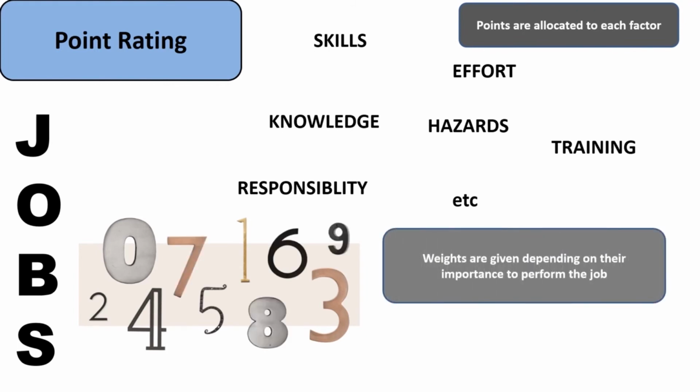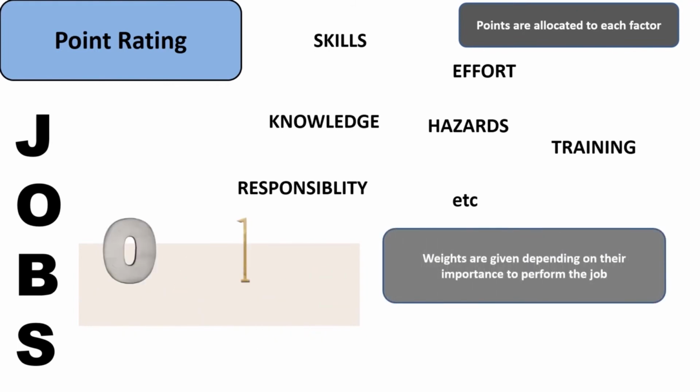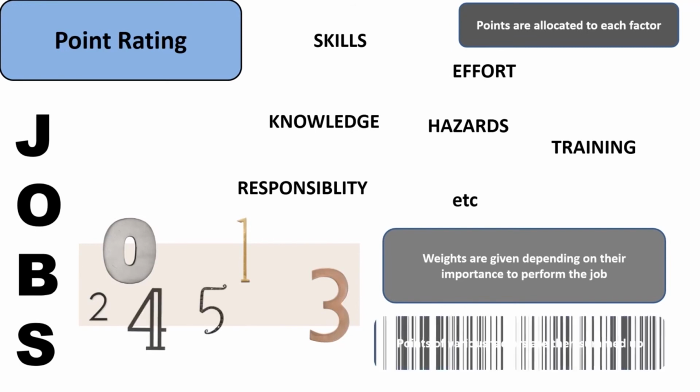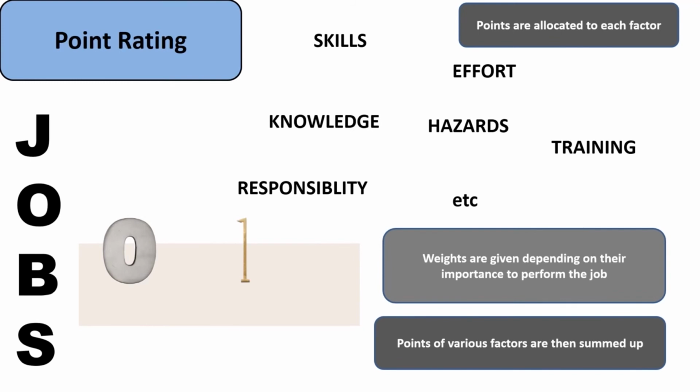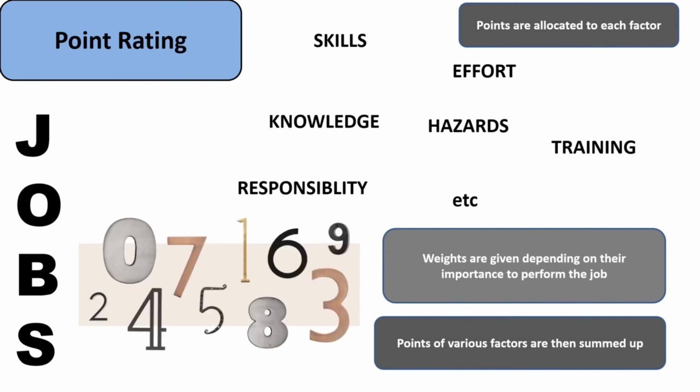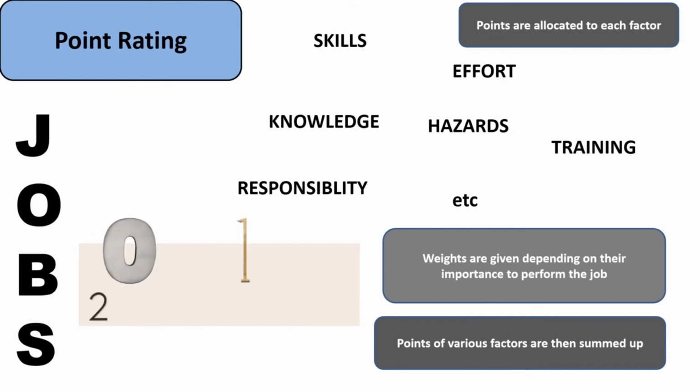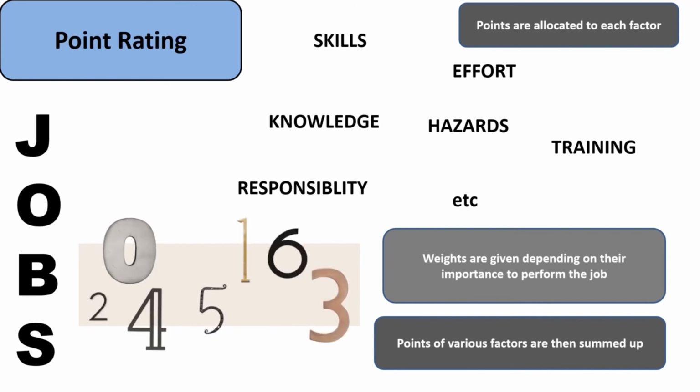Weights are given to factors depending on the importance to perform the job. Points so allocated to various factors of a job are then summed up. And the sum of points gives an index of the relative significance of the jobs that are rated.